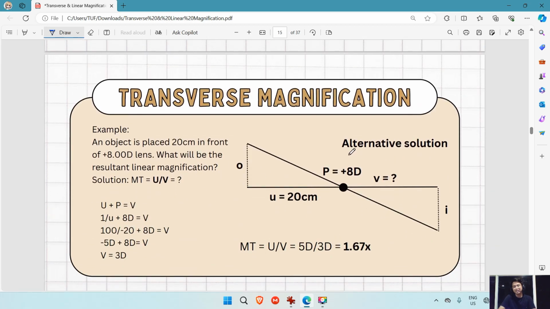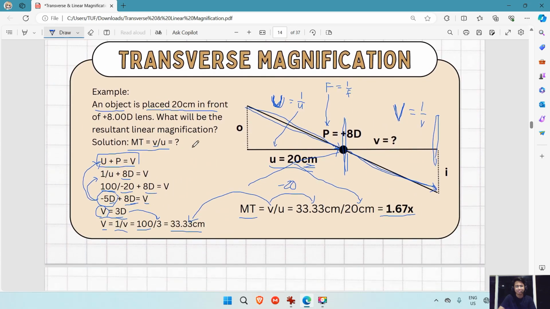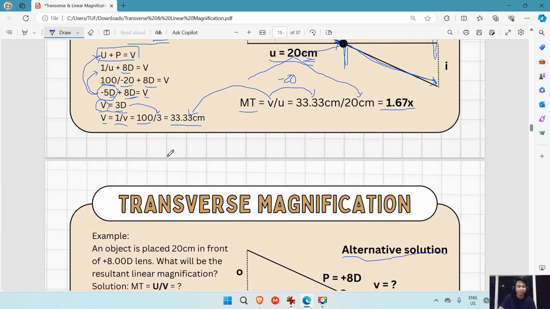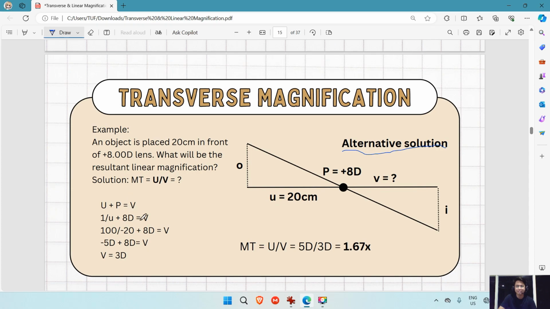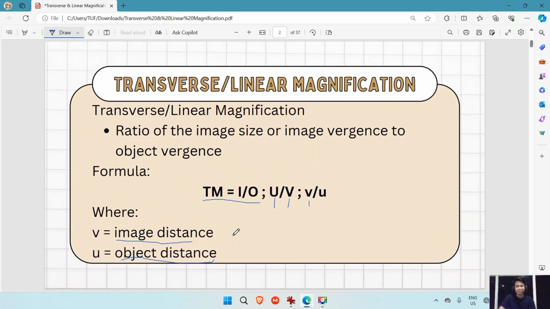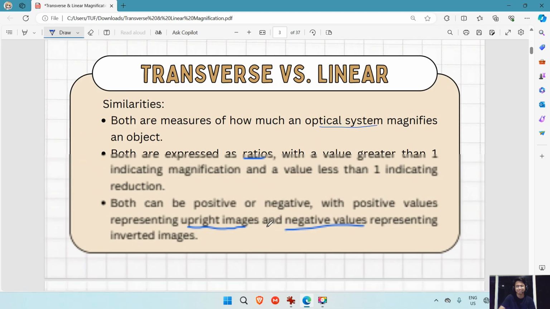Okay, this is an alternative solution in case you're not comfortable with the small v's and u's. It is a bit shorter. All you have to do is MT is equal to U over V. So where does the big U over V come from? It comes from the first formulas. Image over object, so MT is equivalent to U over V, and U over V is equivalent to v over u.